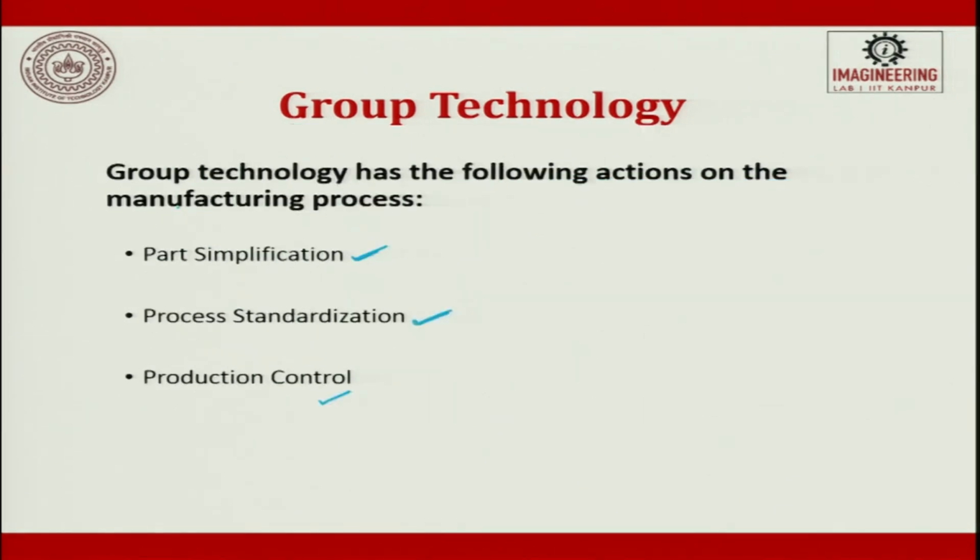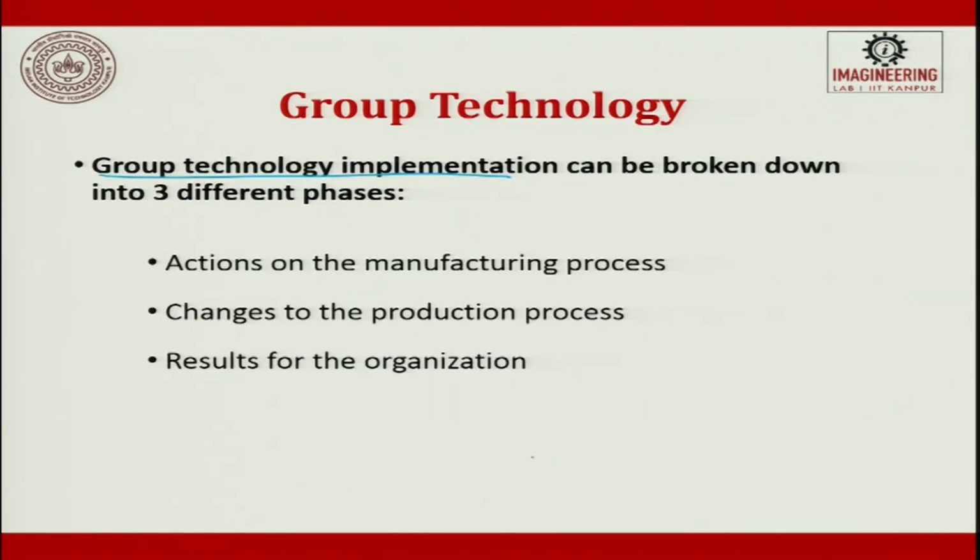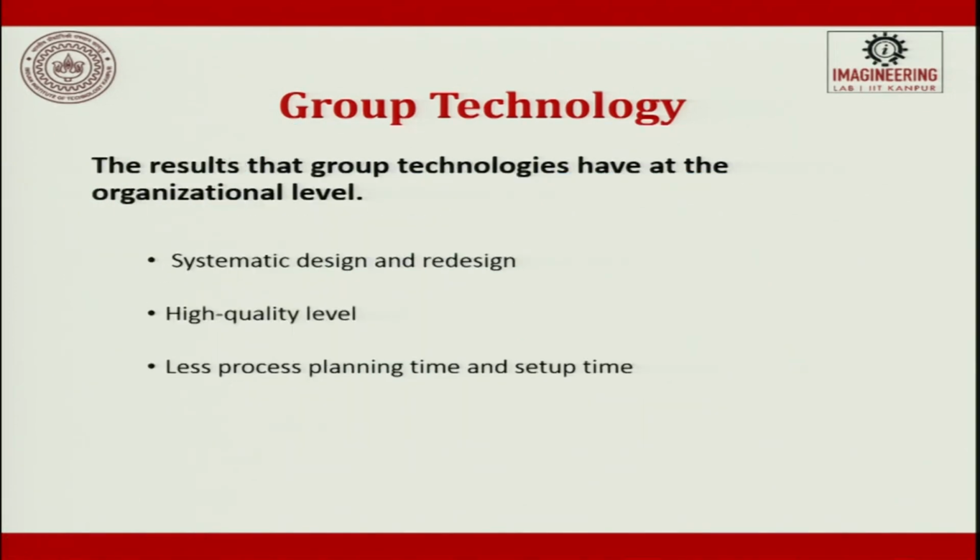If you go back, we have seen the group technology implementation in 3 different phases. Action on manufacturing process we have seen, changes in the production process, and let us see the results that group technology has at the organization level: systematic design and redesigning can be done very fast, high quality level can be maintained, lesser process planning time and setup time will be there because there is already a standard process laid in front of you. All you have to do is tweak that little bit up and down and then you get to the matching output.